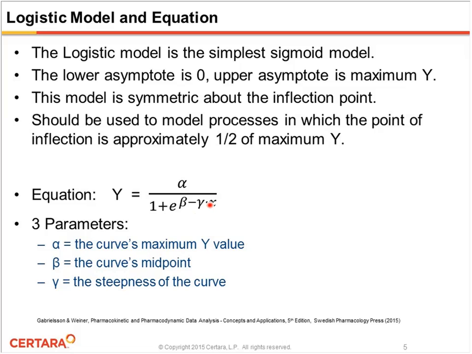Here is the logistic model equation, parameterized by alpha, which is the curve's maximum y value, beta, the curve's midpoint, and gamma, the steepness of the curve.